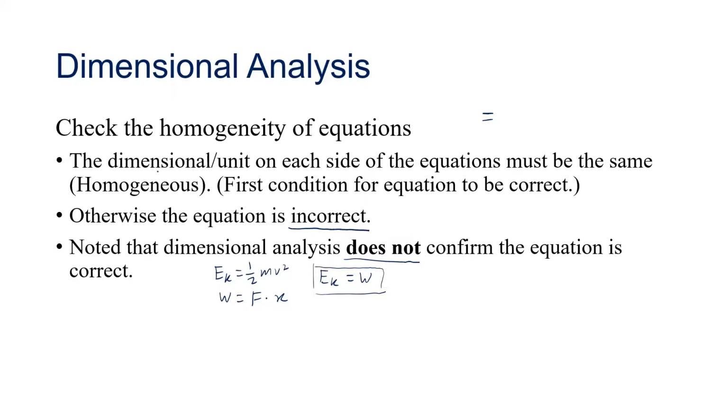We need the dimension or unit on both sides of this equation to be the same. So let's check. Kinetic energy is given by 1/2 mv², and work done is given by Fx. The 1/2 has no physical units, so it is not considered. And m has a unit of kg. In terms of dimension, this is capital M.